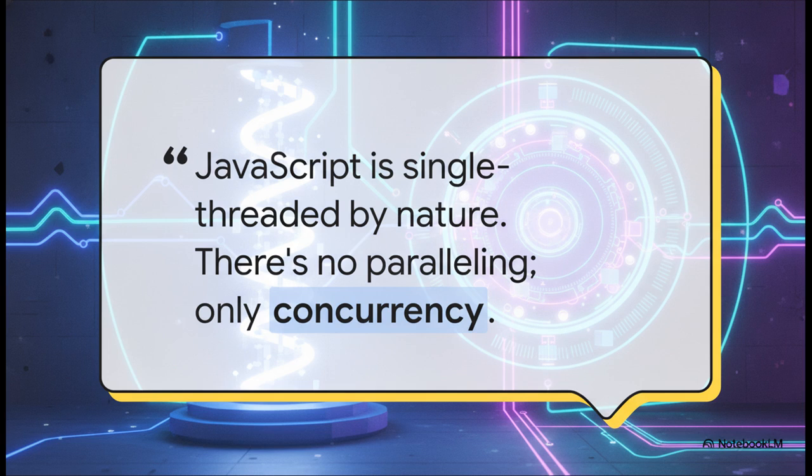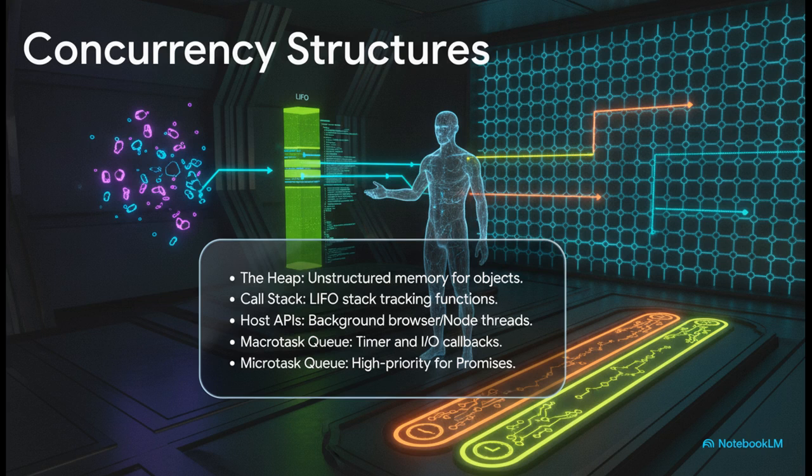Inside this glowing concurrency engine, we've got a few key pieces of architecture. The heap for unstructured memory, the call stack, acting as a last-in, first-out tracker for active functions.